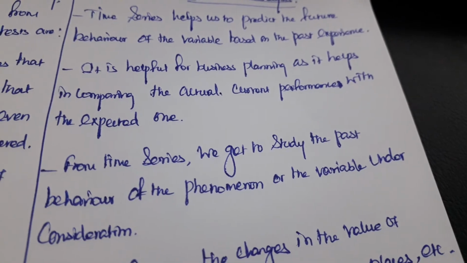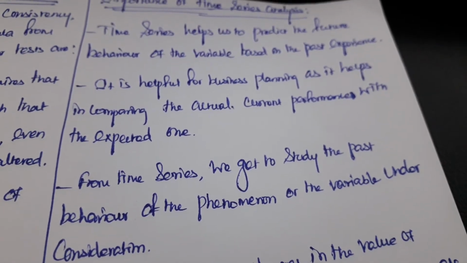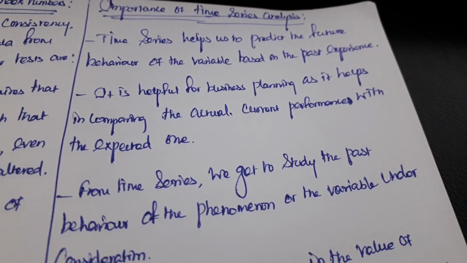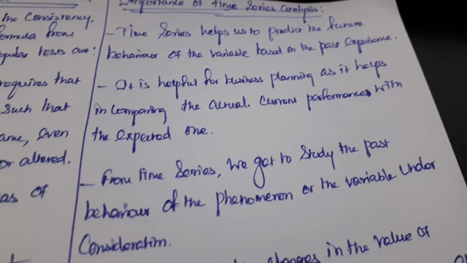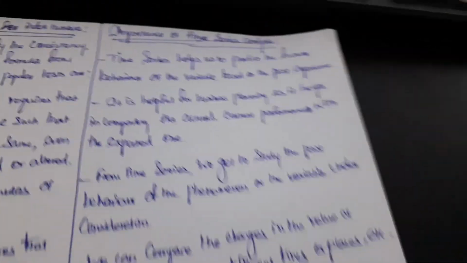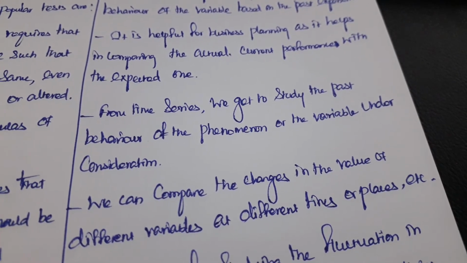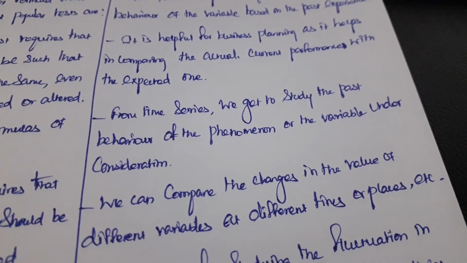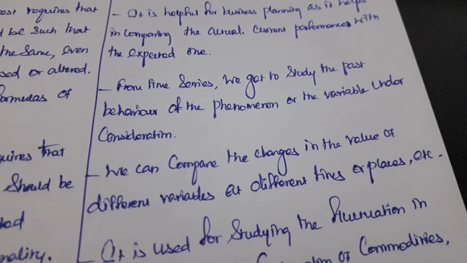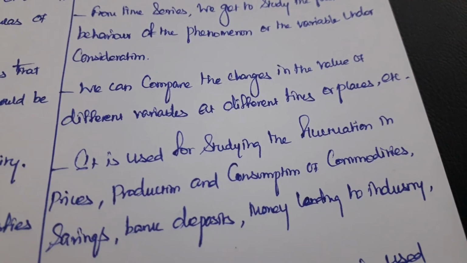It is helpful to business planning as it helps in comparing the actual current performance with the expected one. We can compare the business plans according to the current performance, through which we can plan the expected one. From time series we get to study the past behavior of the phenomenon or the variable under consideration. From time series we can know about the past behavior of the business, through which we can plan the future period. We can compare the changes in the value of different variables at different times or places, etc.